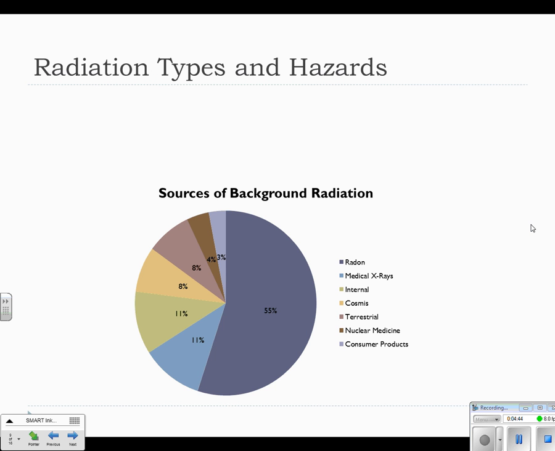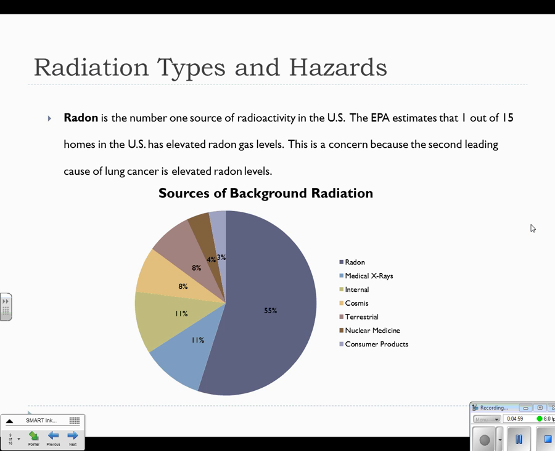So just some common types of background radiation. You're surrounded by radiation right now all the time. Not all of it is harmful to you. The biggest source of background radiation, as you can see in this pie chart, is radon. And lots of times radon can be found underground. So there can be radon gas in your home. Some areas have more than others, so this can be very dangerous if you do live by a radon source.